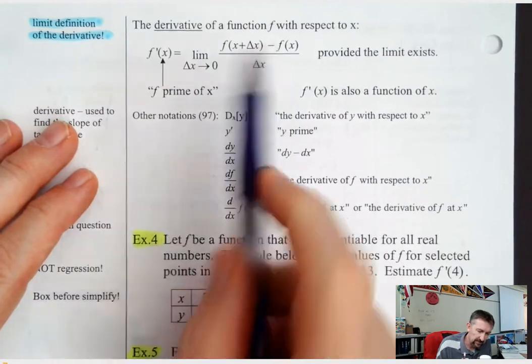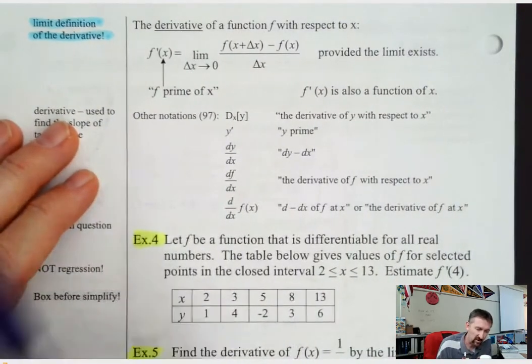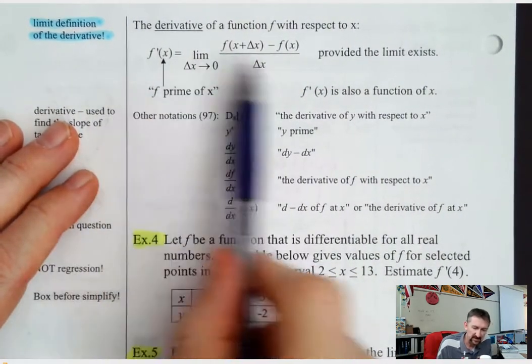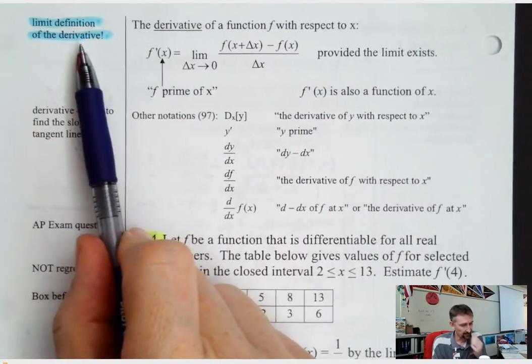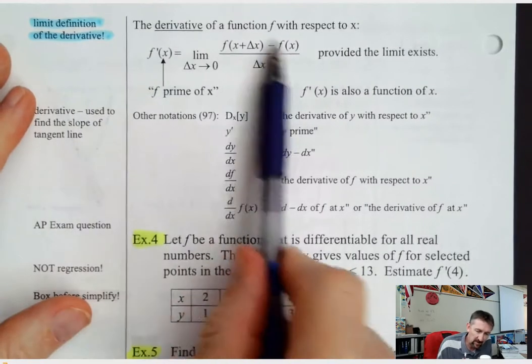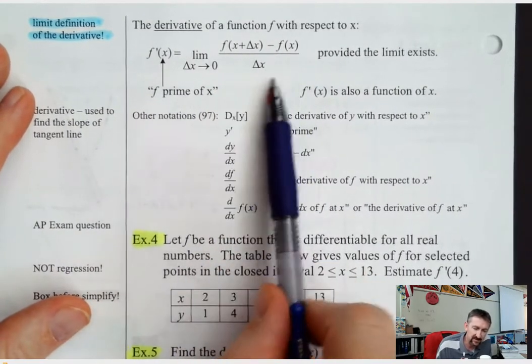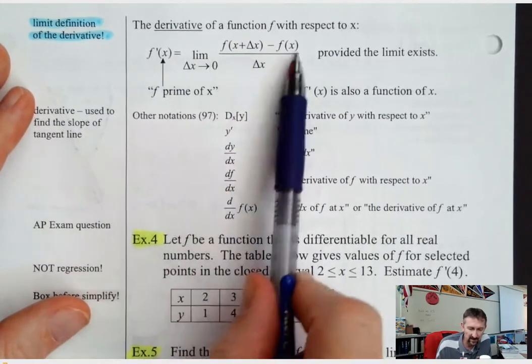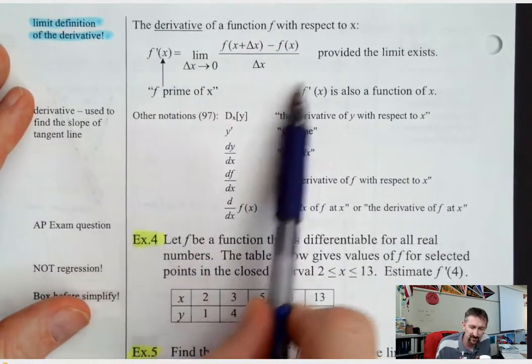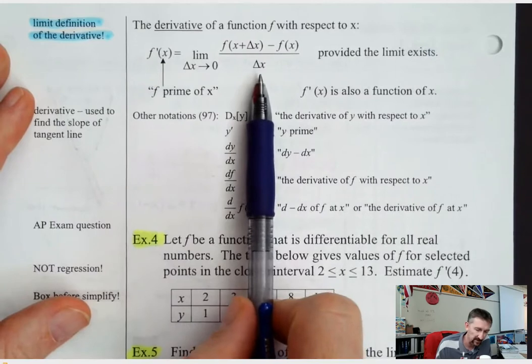The process to find the slope of the tangent line is called the derivative. Specifically, this is called the limit definition of the derivative. We need to memorize the format of this. We will see this, and some students will think, oh, I need to take the limit of that, when in fact you just need to realize that that's a derivative. And I'll show you what I mean later.